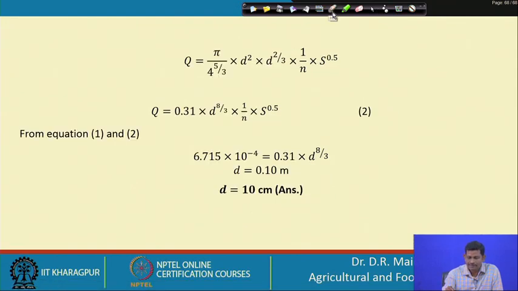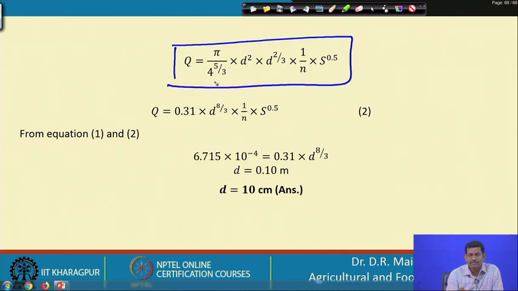and after simplification you get the equation in this form: pi by 4 power 5 by 3 d square d power 2 by 3 1 by n s power 0.5, and the given equation is Q is equal to 0.31 into d power 8 by 3 1 by n s power 0.5.